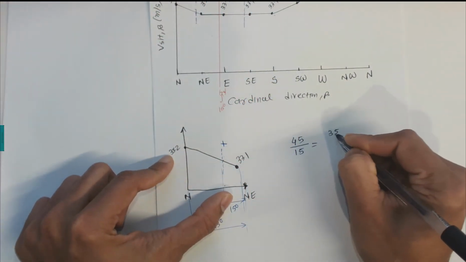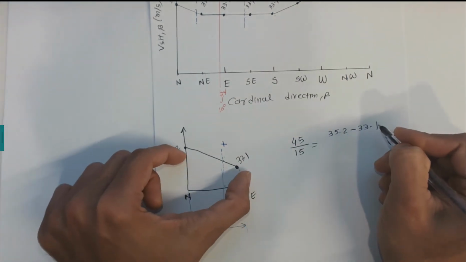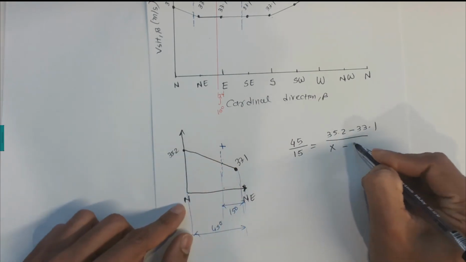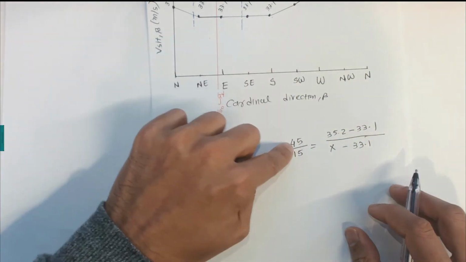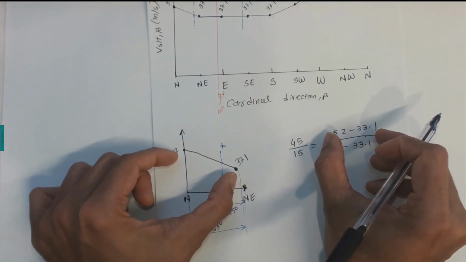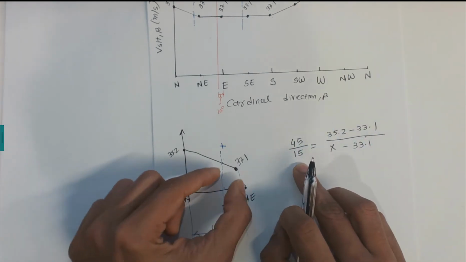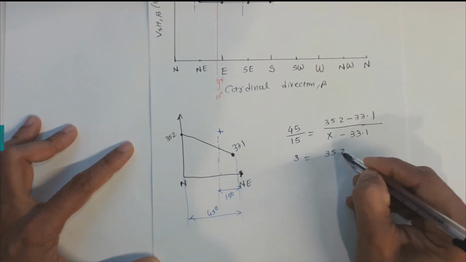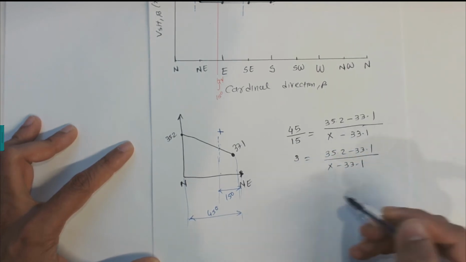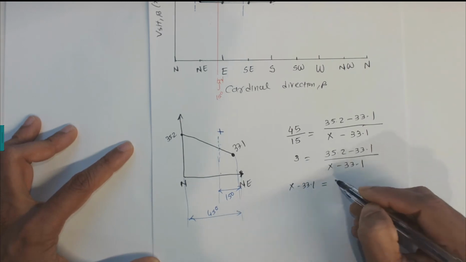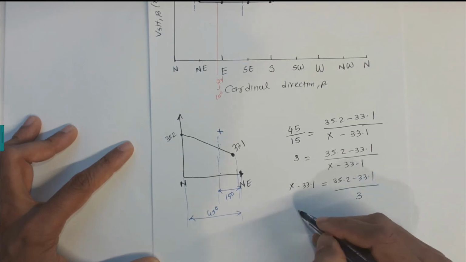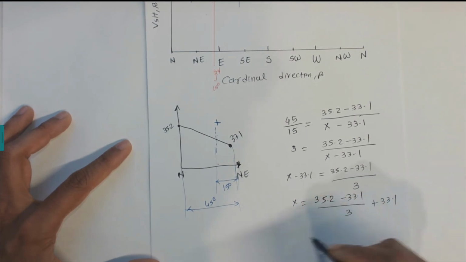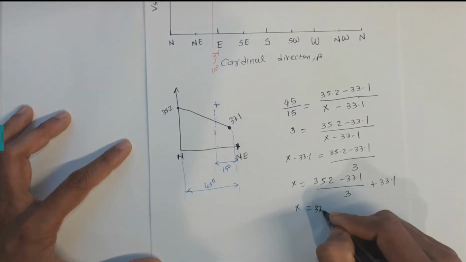Let's put the big one first, so 35.2 take away 33.1. This is for the 45, respectively. Now this 15 here would have x take away 33.1. It's quite simple. Take 45 first, respectively you take the big one, 35.2 take away 33.1, and for this 15 respectively we take this difference, x take away 33.1. Now if I simplify, it gives us 3 equal to (35.2 take away 33.1) over (x take away 33.1). So x take away 33.1 is equal to (35.2 take away 33.1) over 3, and that gives us x equal to (35.2 take away 33.1) over 3 plus 33.1. This value gives us x equal to 33.8 meters per second.